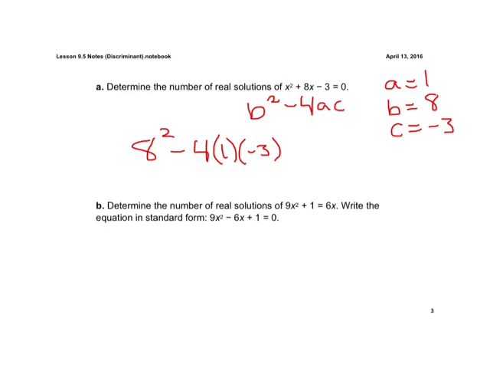Order of operations, we need to do exponents first. So we have 64 minus, we have 4 times 1 is 4, 4 times negative 3 is going to be a negative 12. So if we have minus a negative 12, same as plus a positive, we're going to get 76. We see that's a positive number, so we know there are going to be 2 solutions.